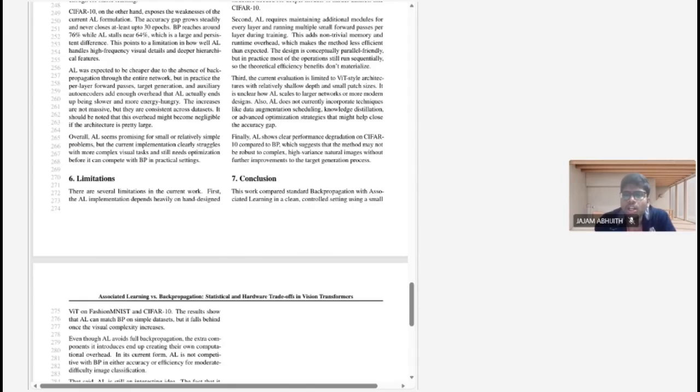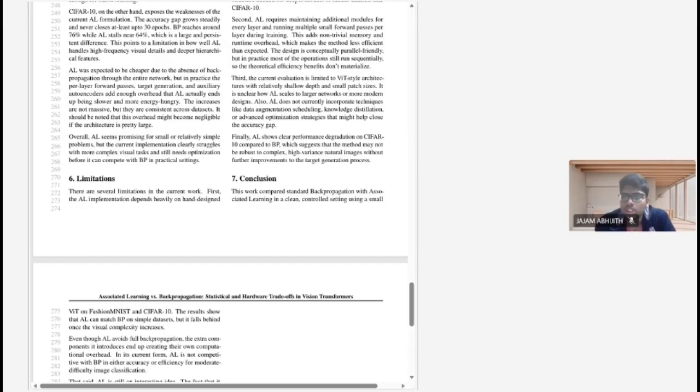But right now, based on our experiments, backpropagation remains a stronger and more reliable option. It's more accurate, it's actually more efficient in practice, and it's a method that's been highly tested on millions of models. But associated learning also has promise, but it needs more development before it can compete in real world settings.